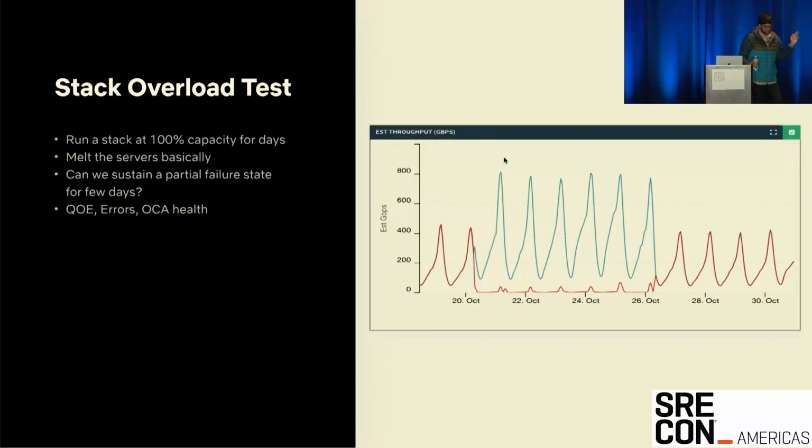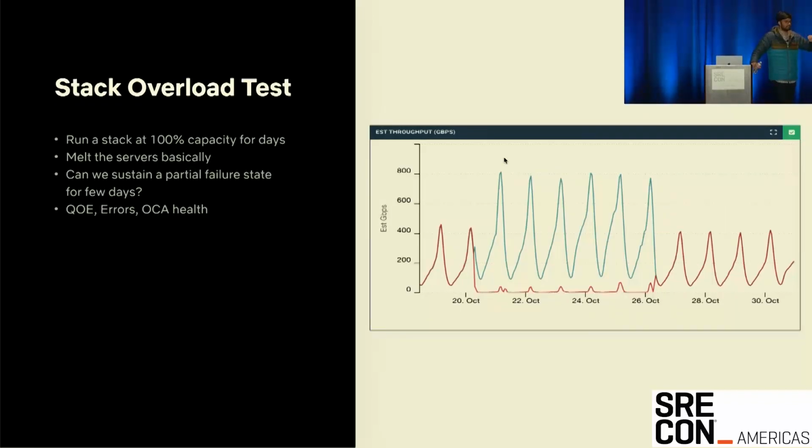So we do something called a stack overload test, where we take the same A and B stack, soft turn off stack A, and then double the traffic to stack B for an extended period of time. The stack failure test that we did before is usually during peak, and then we bring the stack back on, and that's done. But this is usually done for at least a week to 2 weeks.